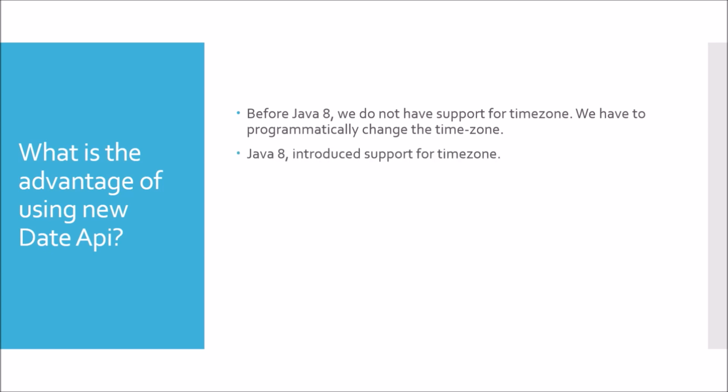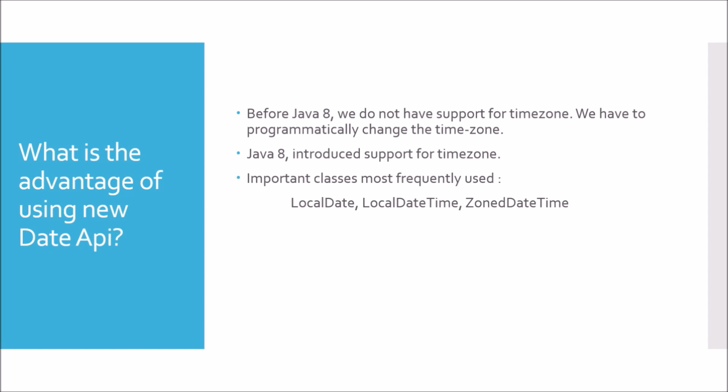But with Java 8, support for time zones is introduced. The classes that are more frequently used in the date API are LocalDateTime and ZonedDateTime. Other important classes that are introduced are Clock, LocalTime, and Duration. So instead of writing if-else conditions for different time zones, you can use ZonedDateTime. Moving to next question.